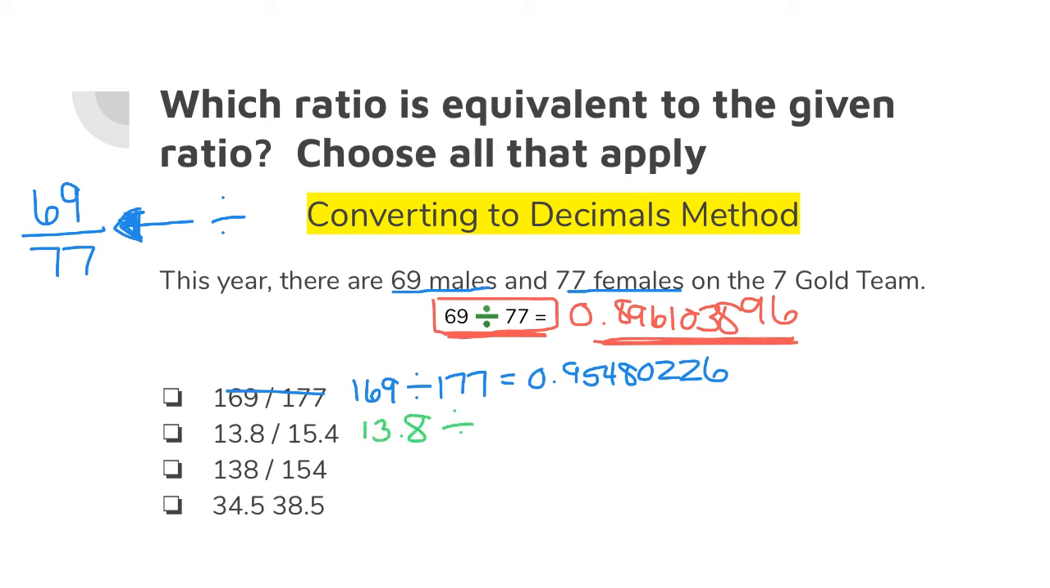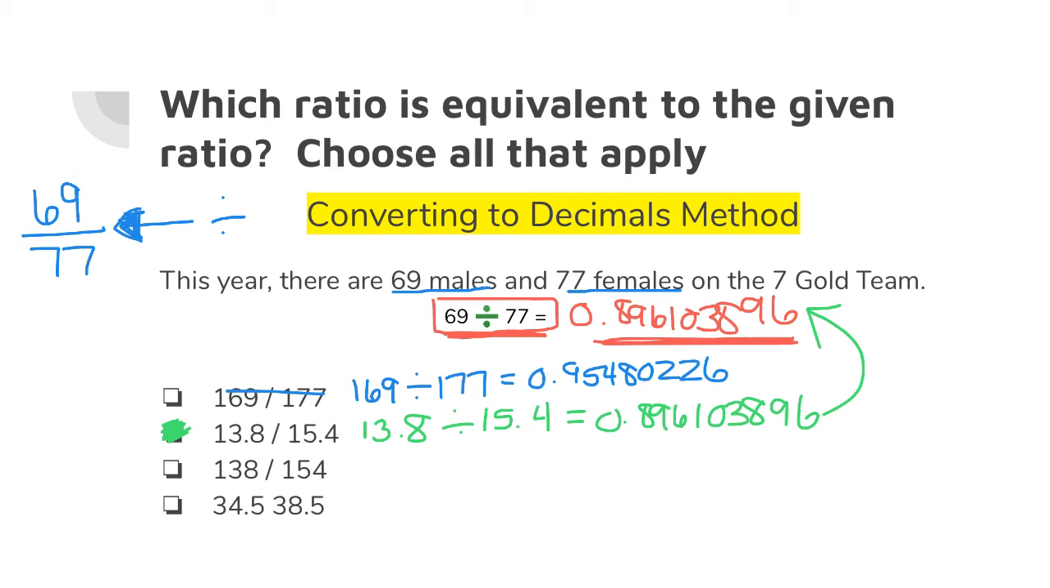Okay, let's go to the next one. 13.8 divided by 15.4. Use any calculator you want. Oh, there we go. It came out to be 0.896103896, which matches. This one's an answer.